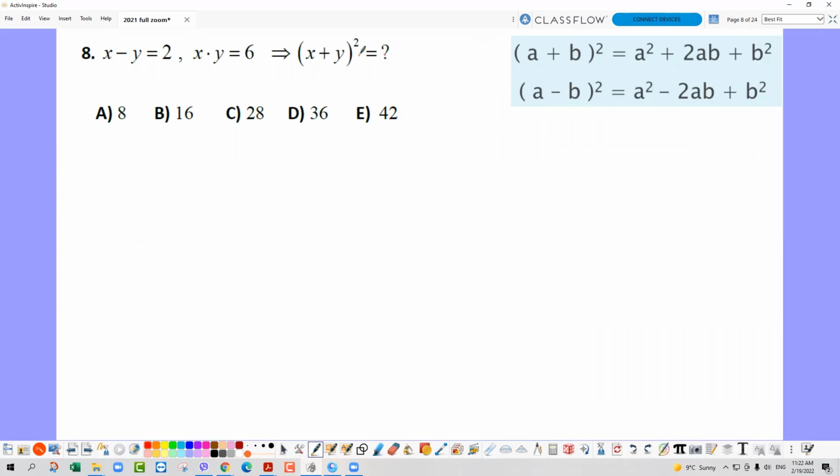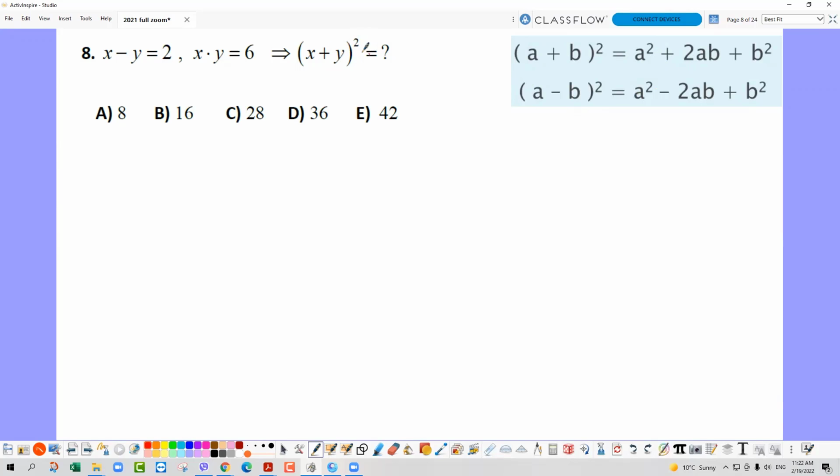Let me continue with this exercise now. x minus y is equal to 2. x times y is equal to 6. So what is x plus y squared? For solving this kind of question, I put the expansion of square and subtraction here, the addition and subtraction rule, and we are going to work with respect to these.